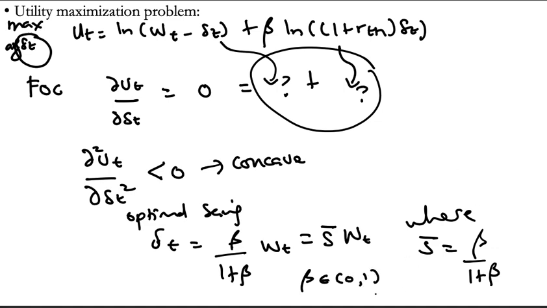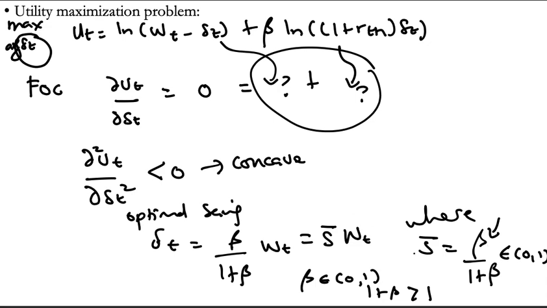So, and then 1 plus beta is actually more than 1, isn't it? Because 1 plus something between 0 and 1 is more than 1. But because beta is between 0 and 1 and beta sits on the numerator, you know that this one is also between 0 and 1. Beta over 1 plus beta is also between 0 and 1, isn't it?